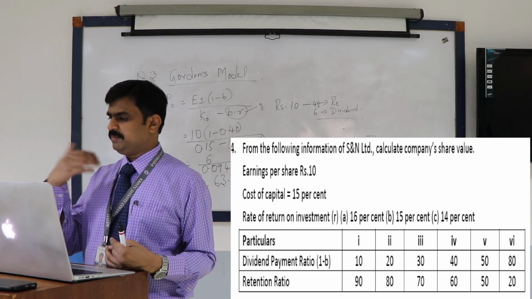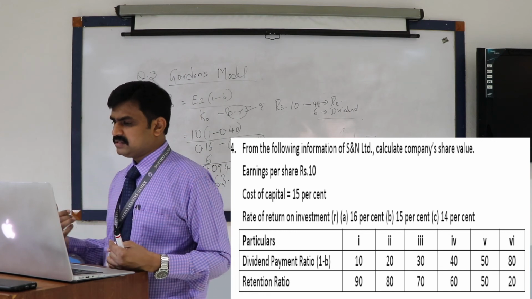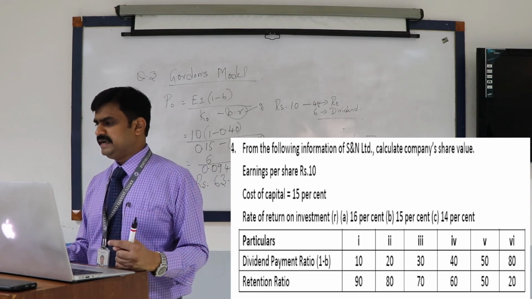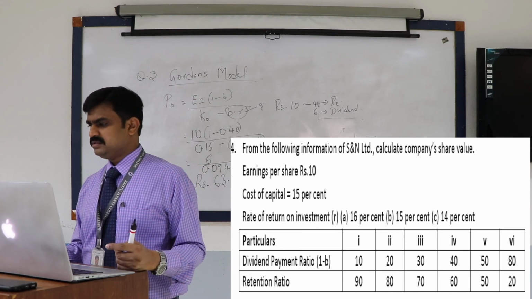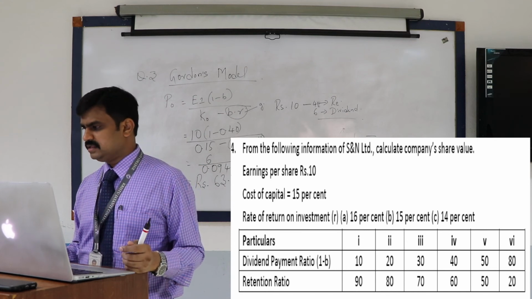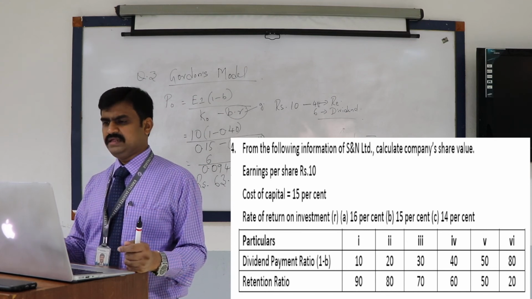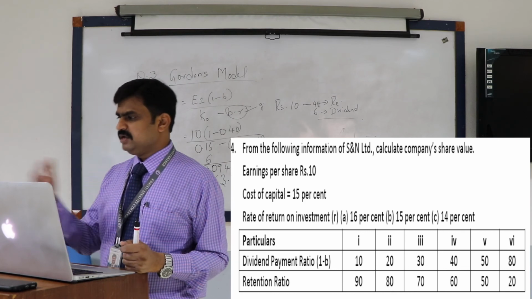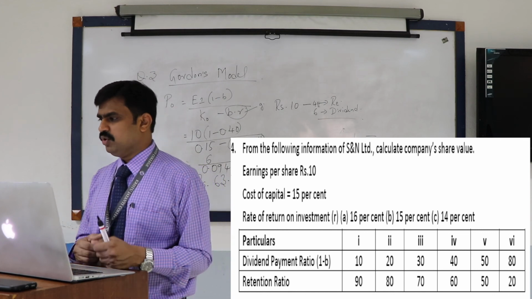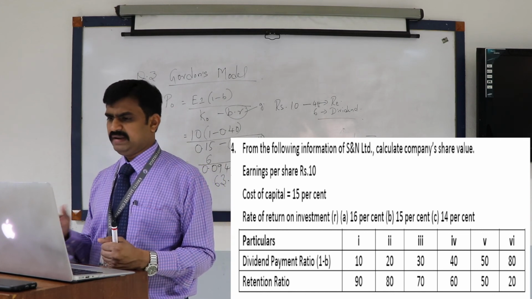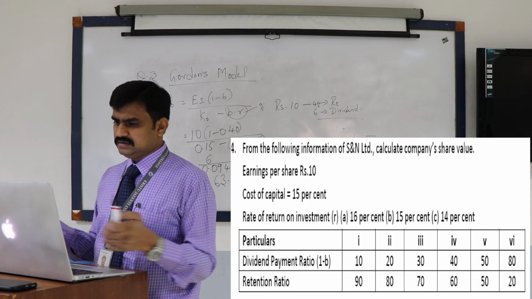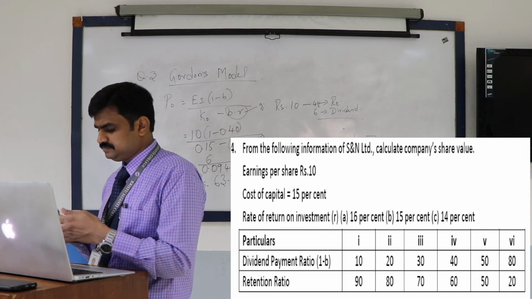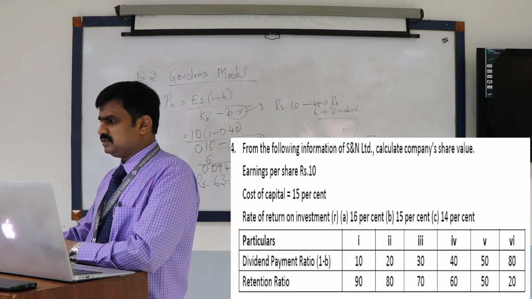Fourth, 40% I'm giving as dividend, and the remaining 60% I'm keeping as retention ratio, retained earnings. Then the fifth one, 50% is retention and 50% is dividend payout. And the last one, dividend is higher. Dividend is given more, but the retention ratio is very small, only 20% is retained earnings. Understood? Understood the question?